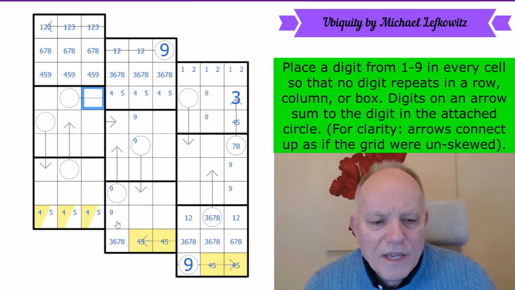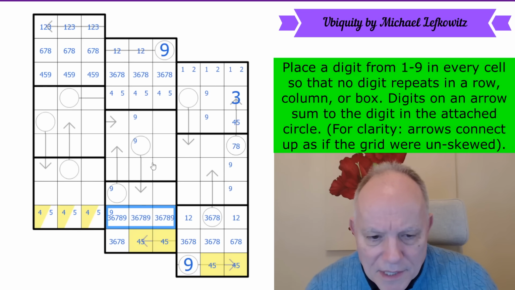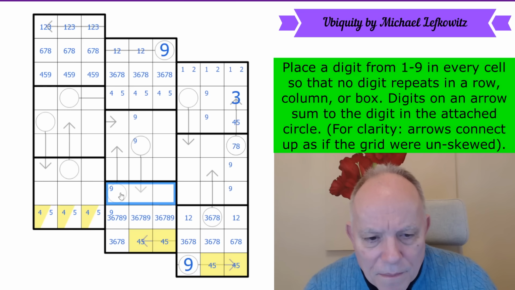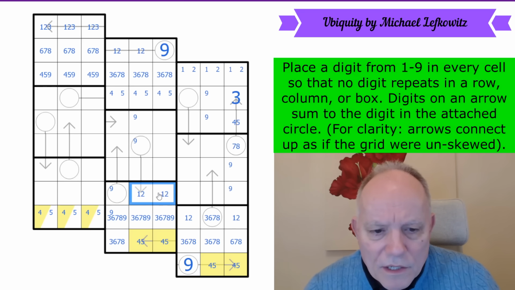Oh, these can't be 4, 5 or 1, 2. So they're from 3, 6, 7, 8, 9. 1 and 2 in this box are in these cells and can't be in this circle. So 1 and 2 are there.